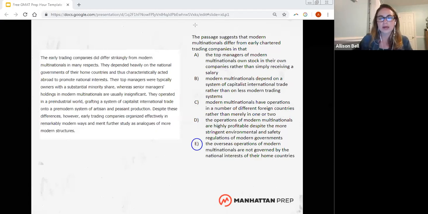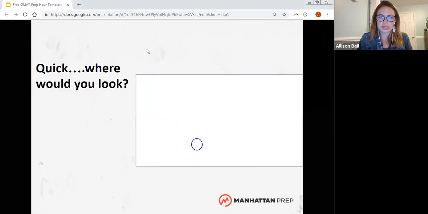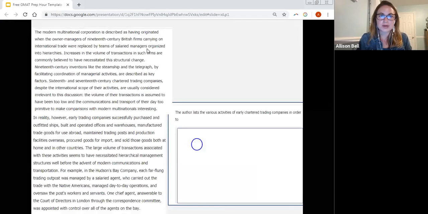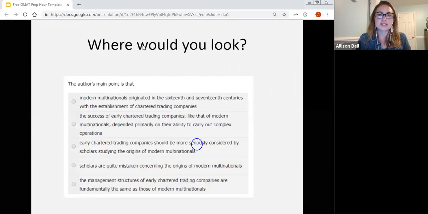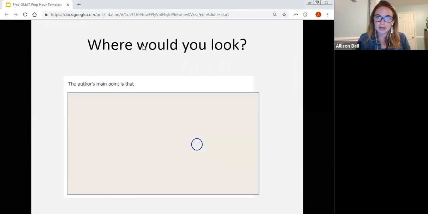So I want to take a moment to address a question that I think Mahadi brought up, which is, what if we don't get this little prompt at the beginning? That's a really great question. And I can show you an example of what it looks like when you don't get that prompt. I'm going to skip ahead a few slides. So here's one when it just says, what's the author's main point? You don't have anywhere in particular that you can look.